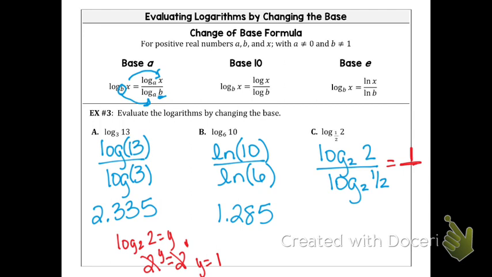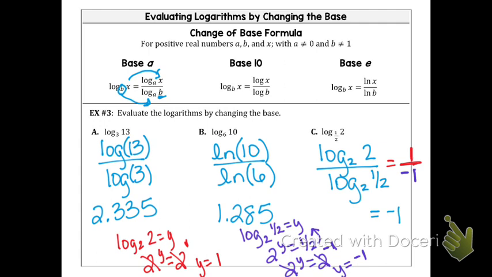Then I'm going to do the same thing to the bottom. So we have log base 2 of 1/2 equals y. So b to the y equals 1/2. So 2 to the y equals, remember we get rid of that fraction by bringing the 2 up, and it makes the exponent negative. Bases are the same, so we know that y is equal to -1. And then 1 divided by -1 is -1.